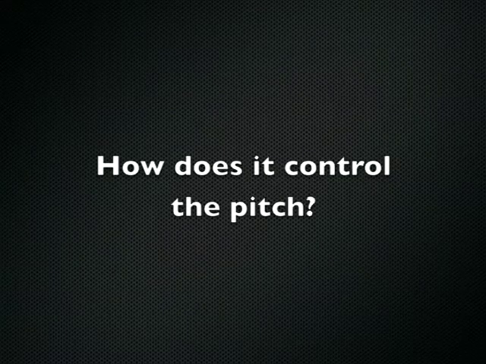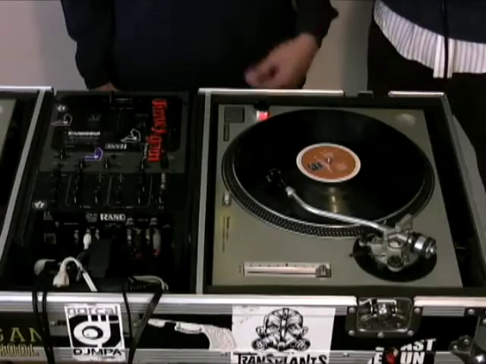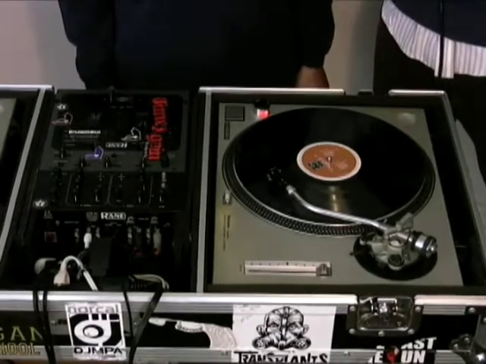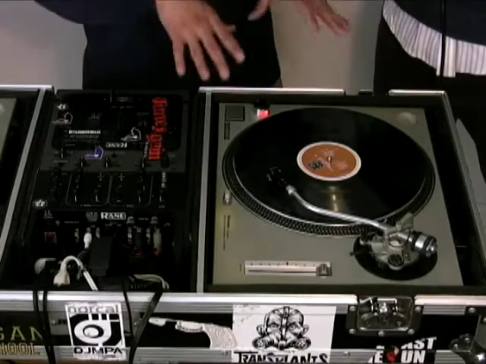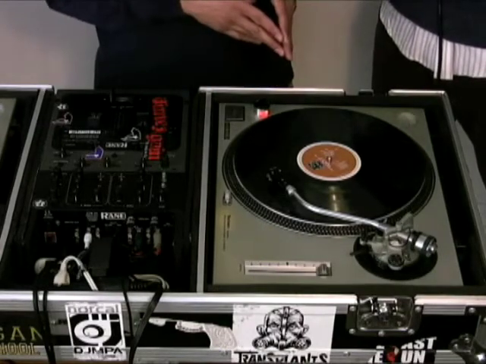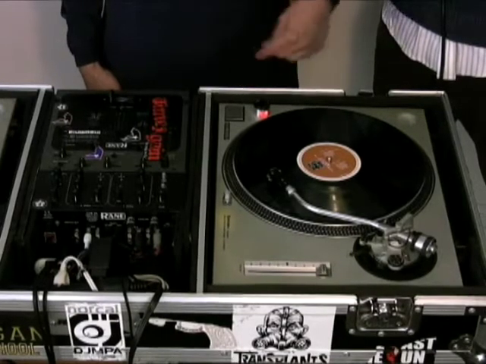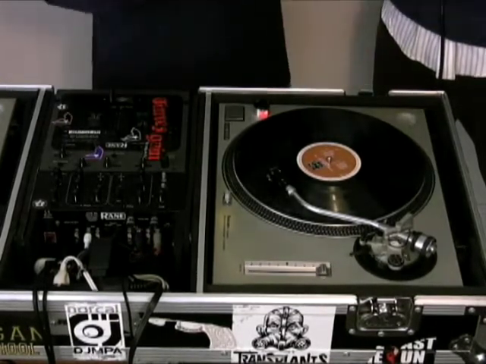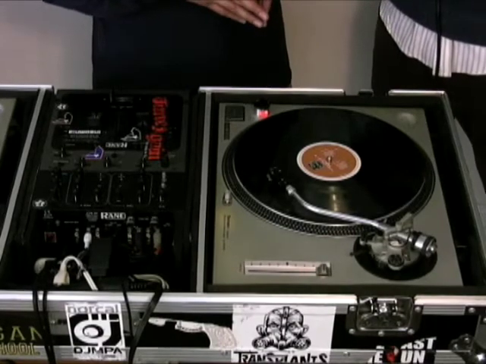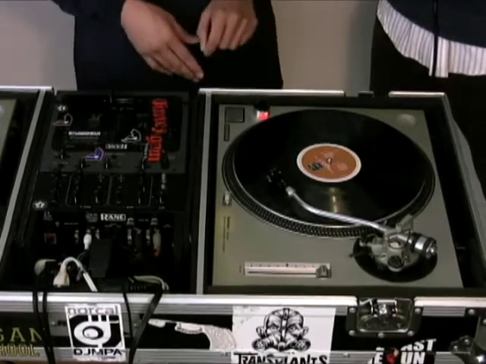Well, how about controlling pitch? There are, again, a couple of ways that you could control pitch on a turntable. The first is by just controlling the speed that the record is playing at. There's a control on the turntable called the pitch control, which enables you to control the platter speed. The faster a record moves, essentially the higher the pitch is. Let me demonstrate.